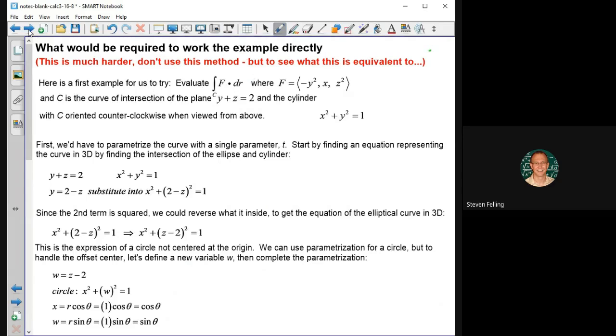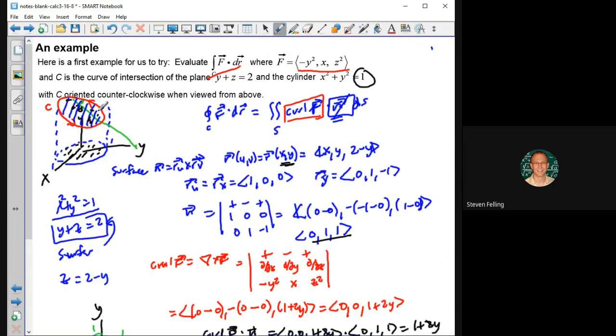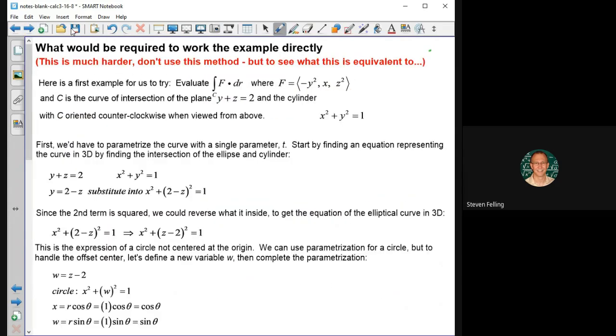First of all, instead of parametrizing the surface, you would have to parameterize the red curve itself. So if the curve of intersection is this and this together, you can solve this for y and substitute that into this expression to get this expression. So this is an equation for the curve in 3D space. It involves only an x and a z.